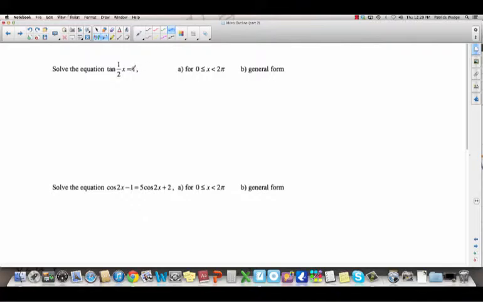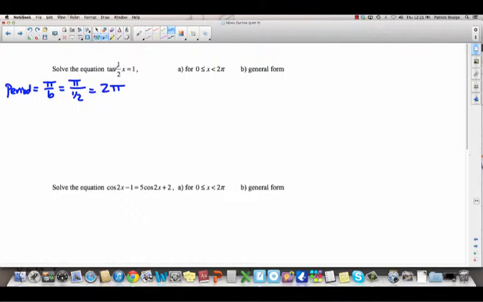Okay, another one. Tan 1/2 x equals 1. So again, you have a b value here. Remember, for the period of tan, it's pi over b. So in this case, it's pi over 1/2. And when you divide that, flip and multiply, you get the period is now 2 pi. So let's take a look at how that impacts things.